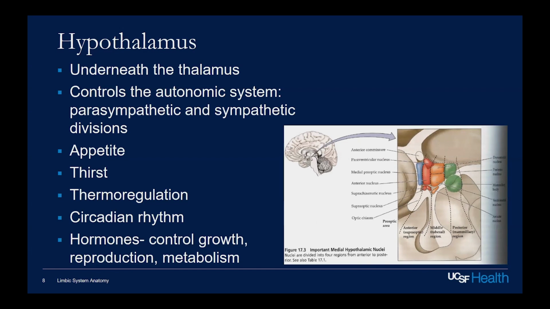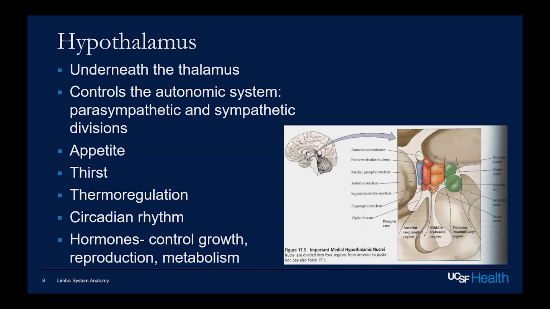It is the hypothalamus, so it's underneath the thalamus. It really controls so many parts of the body we take for granted. The autonomic system, both parasympathetic, which controls digestion and sort of quietness, and then the sympathetic nervous system, which is our classic fight or flight autonomic system.